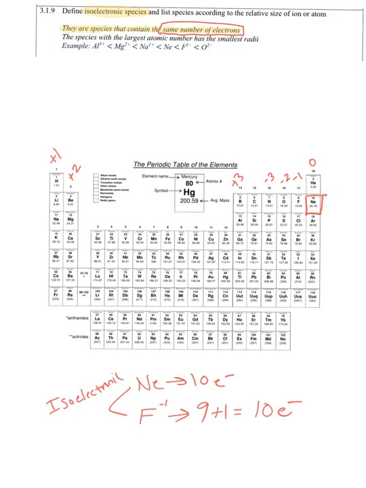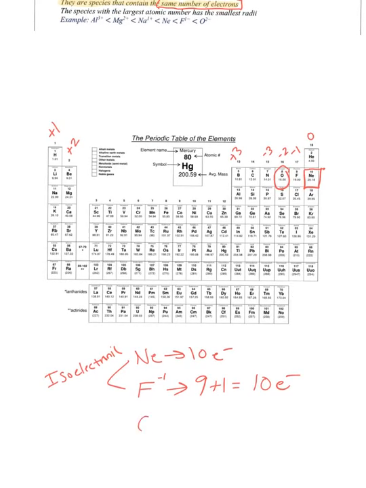All right? Let's look at O. How many electrons does O have? 8. But what if I have O minus 2? I should add 2. Now that's 10 electrons. Oh, so this is also in the isoelectronic series. They all have 10 electrons.